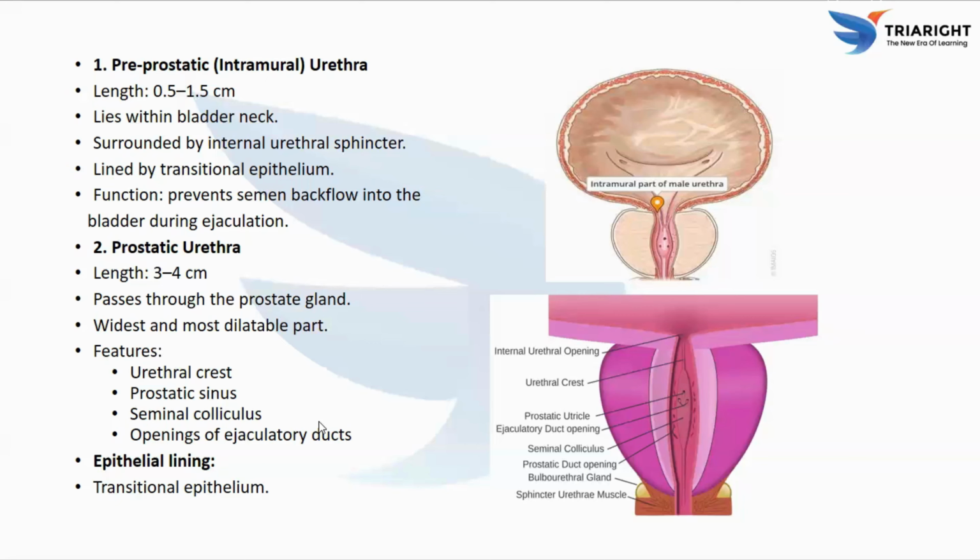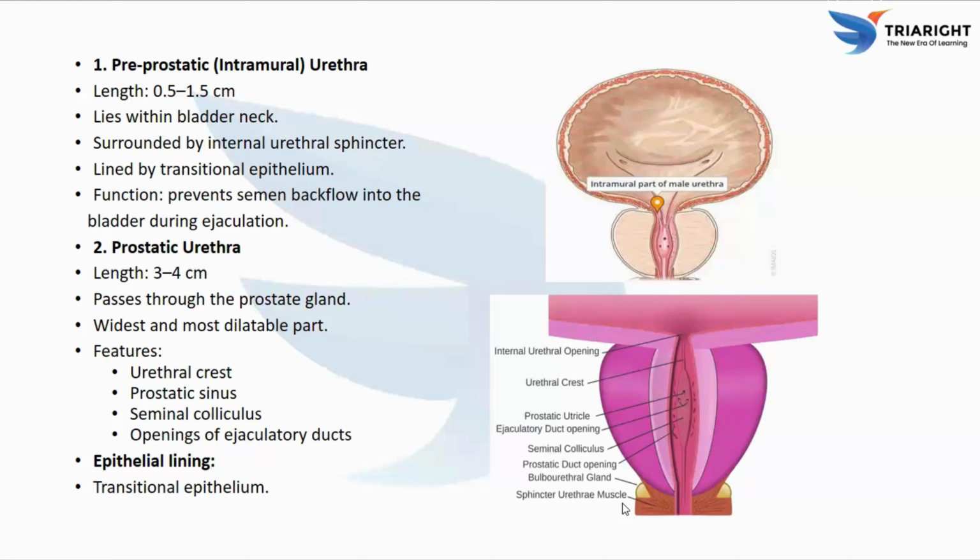So these are the important structures inside the prostatic urethra. On the right side, you can see the picture of the prostatic urethra. In this diagram, you can find the urethral crest. This is the urethral crest. It is a raised ridge on the back wall of the prostatic urethra. And the seminal colliculus is a small elevation in the middle of the urethral crest. It is also called the verumontanum. And the third is the prostatic sinuses.